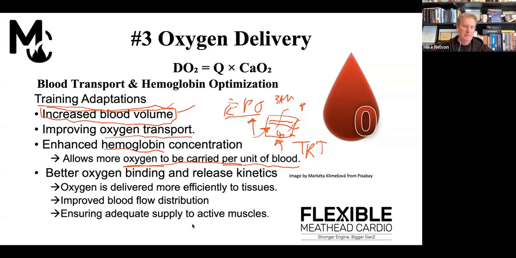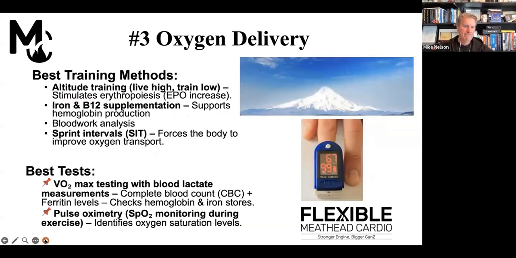So, better oxygen binding and releasing kinetics. This allows oxygen to be delivered more efficiently to tissues, improves blood flow distribution, and provides adequate supply to the active muscles. So we want to get oxygen-rich blood to the active muscles so they can do more performance and do more work. So what are some of the best methods to train this?